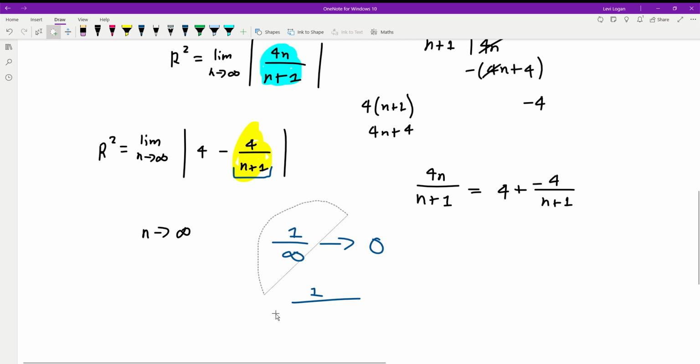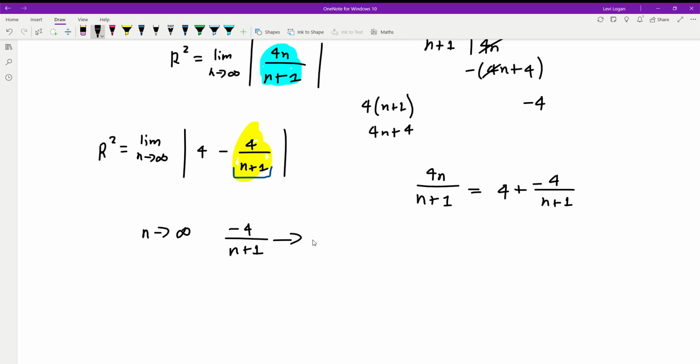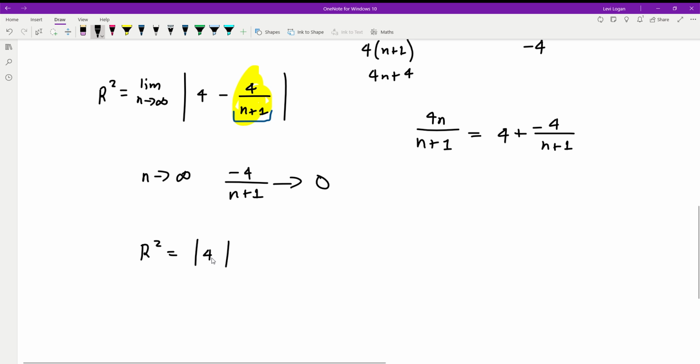So as n goes to infinity, minus 4 on n plus 1 will go to 0. If you apply that limit, you're left with r squared equals the absolute value of 4 minus 0, so just the absolute value of 4. So r squared is the absolute value of 4, which is just 4. So r is going to be the square root, so plus or minus the square root of 4 gives you 2. So the radius of convergence is 2.